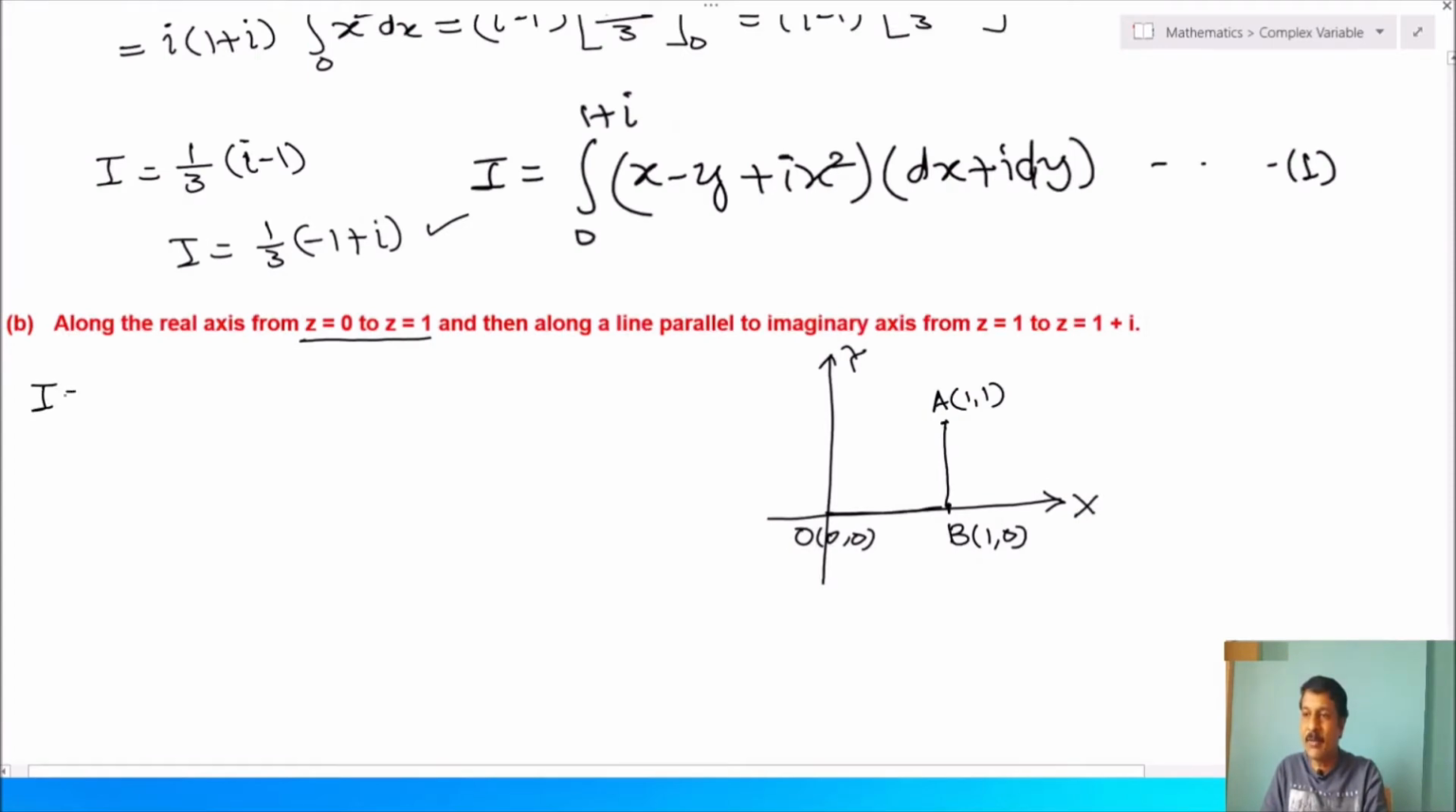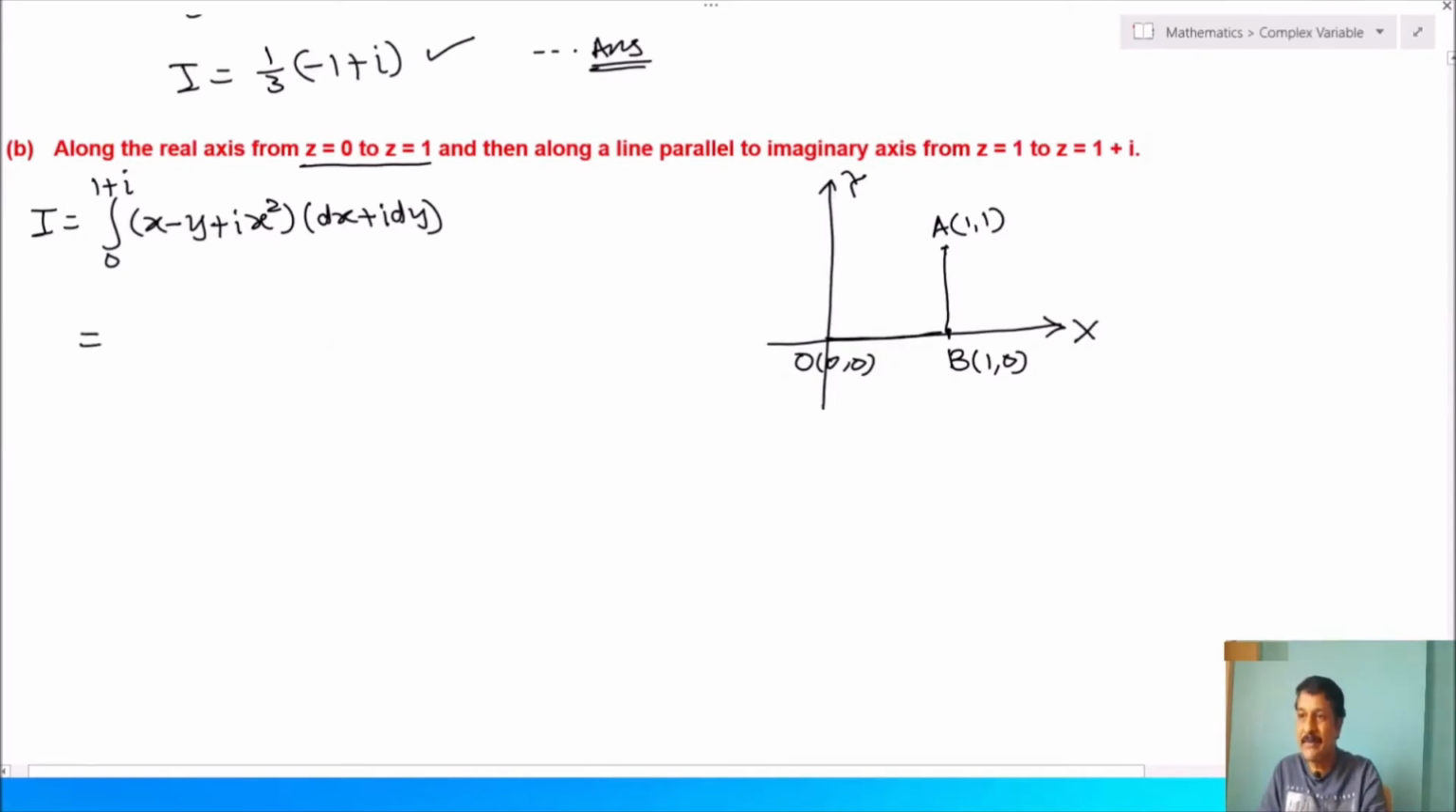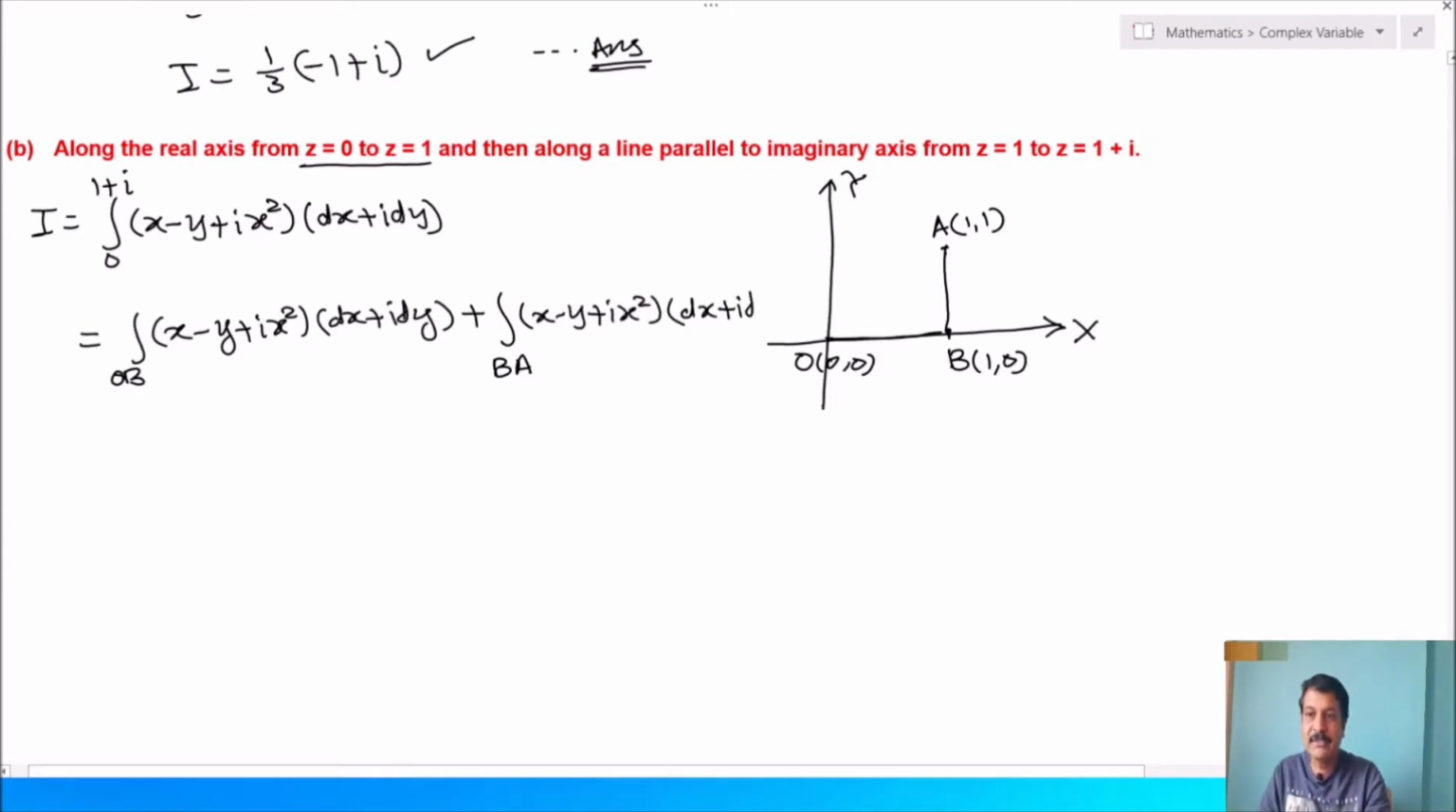As we have integral 1, that is I equal to the integral from 0 to 1 plus i of (x minus y plus i x squared) dx plus i dy. This is your equation 1, the line integral. Now, what is the path? I want to find the integral from 0 to 1 plus i, but the path is different. So, I can consider the first path OB, that is the integral of (x minus y plus i x squared) dx plus i dy, plus the second path B to A, the integral of (x minus y plus i x squared) dx plus i dy. You decide the limits of each path.